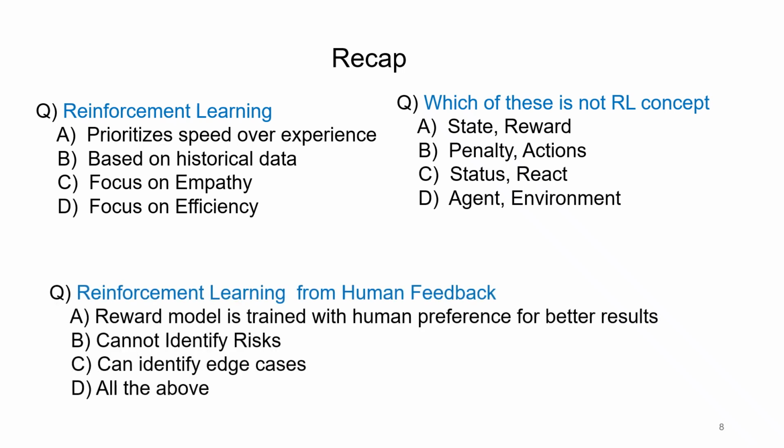Last question. Reinforcement learning from human feedback. Reward model is trained with human preferences for better results, cannot identify risk, can identify edge cases, all the above. In RLHF, reward model is trained with human preferences for better results and it can identify both risk and edge cases. So answer is A and C.